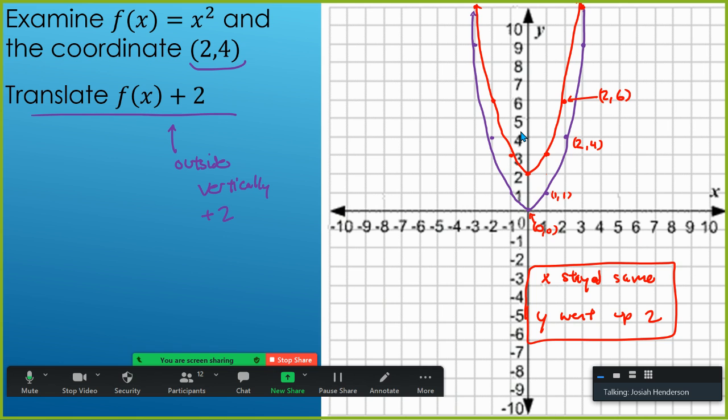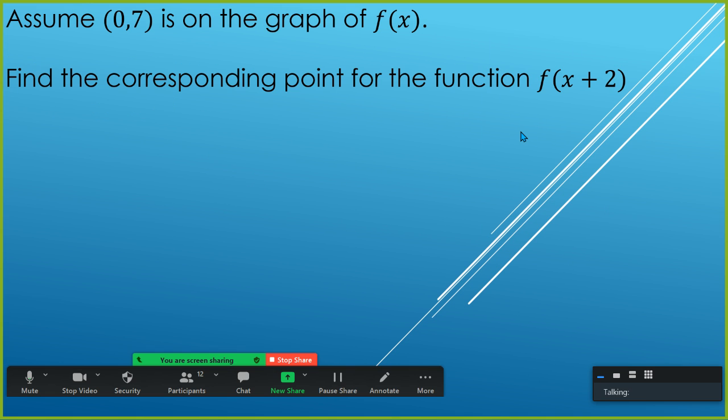Let's look at another example straight out of Edmentum. I just typed it, but this is an Edmentum problem, okay? So they're all going to be just like this. So assume 0, 7 is on the graph of f of x. That means 0, 7 is on our parent graph, on the original. Find the corresponding point for the function f of x plus 2.